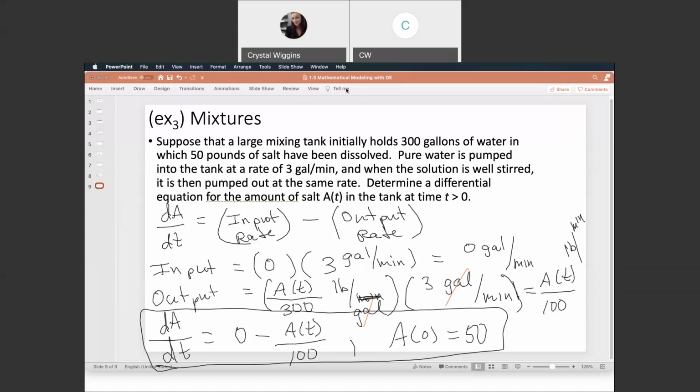All right, so that concludes setting up mathematical models for differential equations.